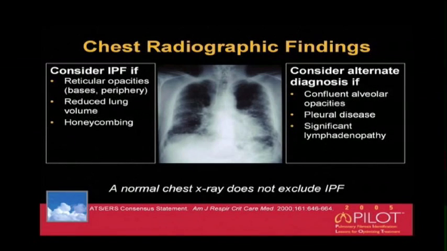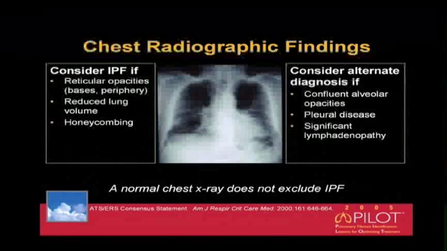I really like this slide. It was taken from the pilot slide deck, and it lists some things to consider IPF if you see certain findings, including reticular opacities, and they tend to be particularly pronounced at the bases and peripherally. If you see reduced lung volumes and if you see honeycombing, you should consider an alternative diagnosis if you see alveolar opacities, as in that first x-ray I showed you, if you have significant pleural disease, if you have significant lymphadenopathy. And again, remember that a normal chest x-ray does not exclude pulmonary fibrosis, particularly IPF.